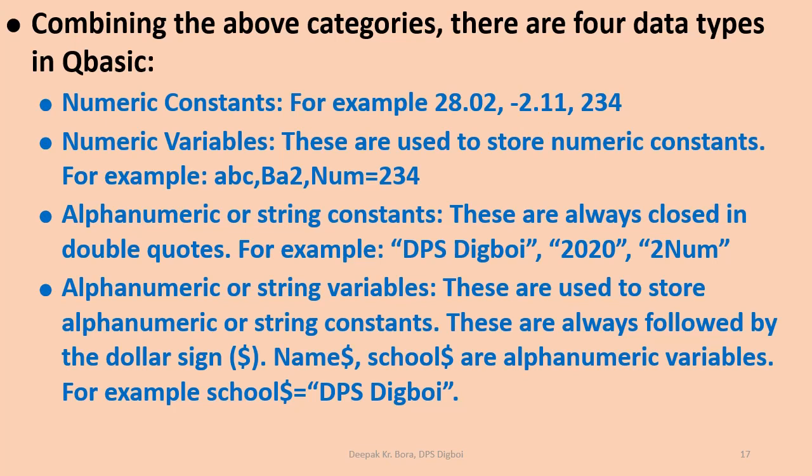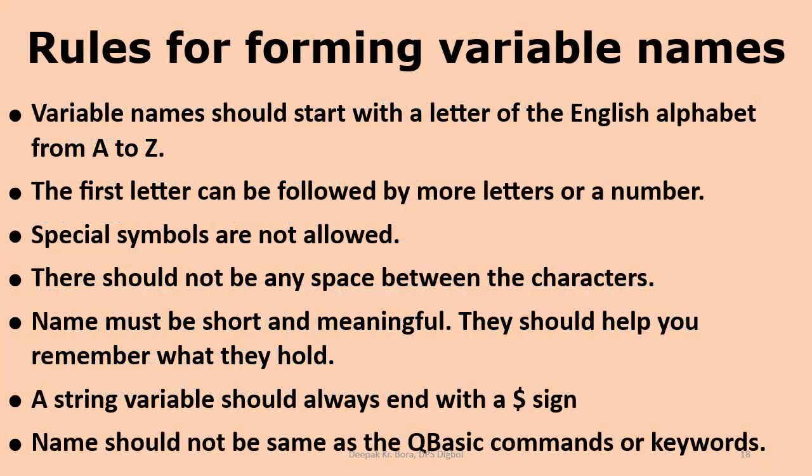The last, alphanumeric or string variables. These are used to store alphanumeric or string constants. These are always followed by a dollar sign. For example, name$, school$ are alphanumeric variables. For example, school$ = "DPS Dick Boy". Here, "DPS Dick Boy" is an alphanumeric constant which is stored in the variable school$. Now, the dollar sign signifies that school is an alphanumeric or string variable.